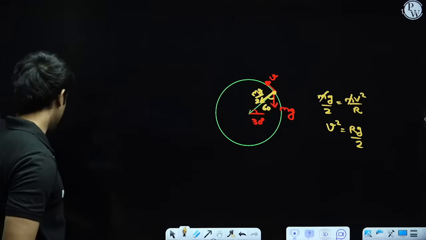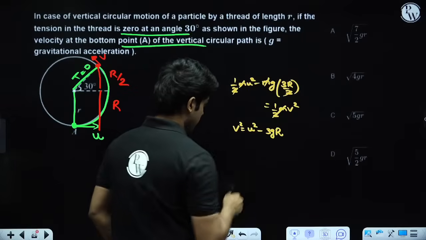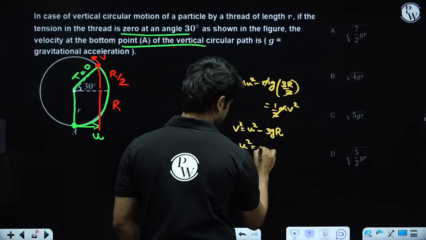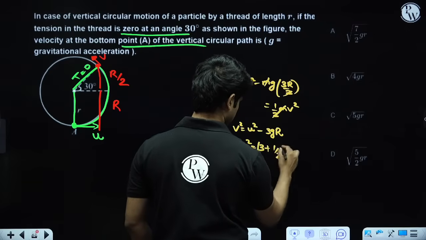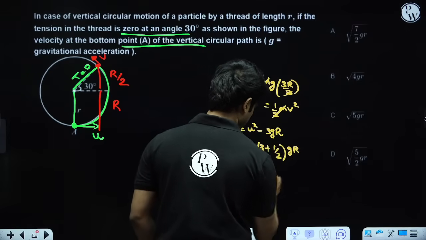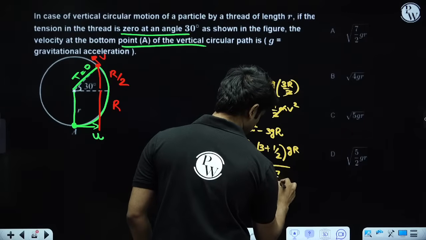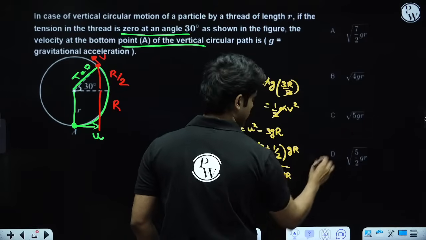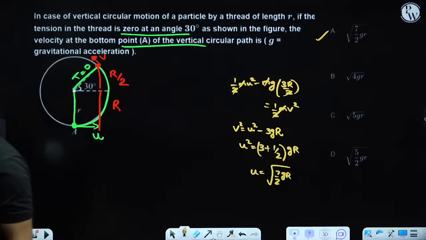So once we have v square, we can put it here. So u square will be 3 plus half gr. So u will be square root of 7 by 2 gr. So this is an energy conservation, and tension we have to make it equal to 0.